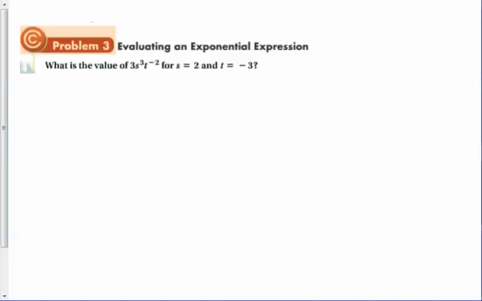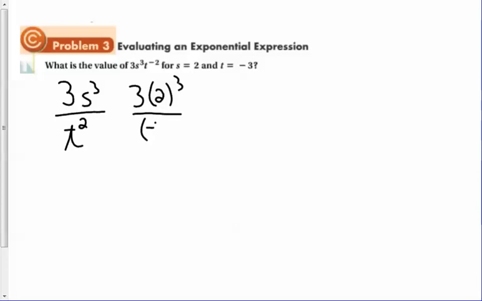All right. On this one, evaluate an exponential expression. What is the value of 3s cubed times t to the negative 2 for s equals 2 and t equals negative 3? So what I'm going to do is rewrite this as 3s cubed over t squared, because that negative 2 goes downstairs. Now I'm going to plug in 2 wherever I see the letter s, and I'm going to plug in negative 3 wherever I see the letter t.